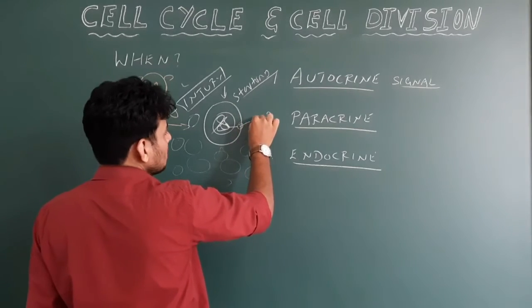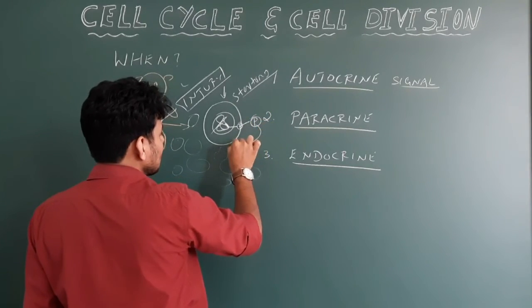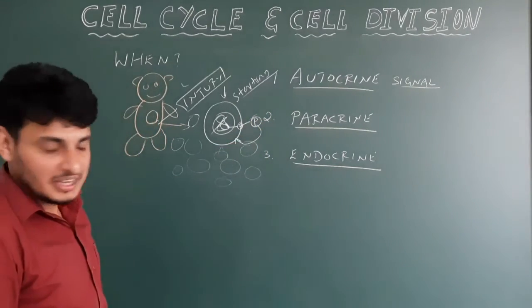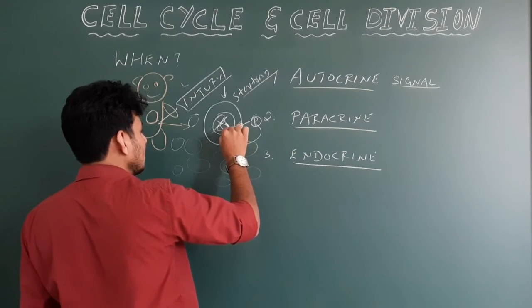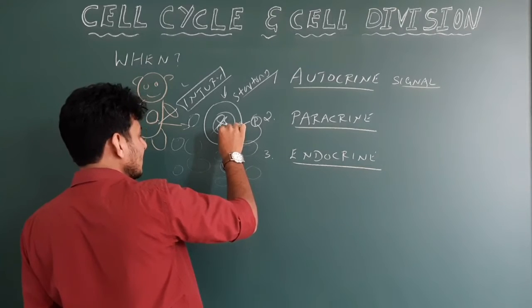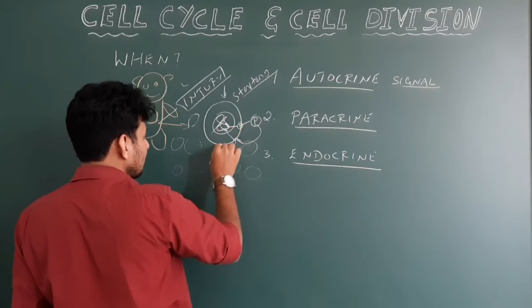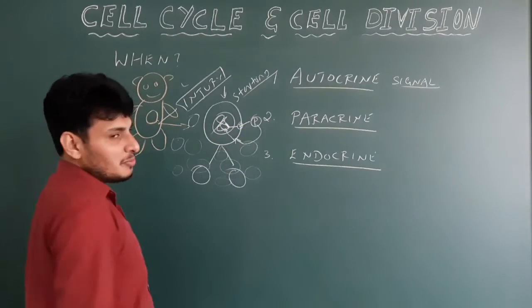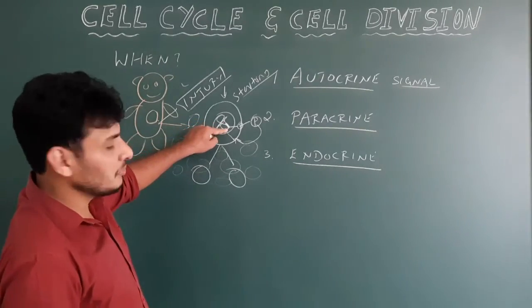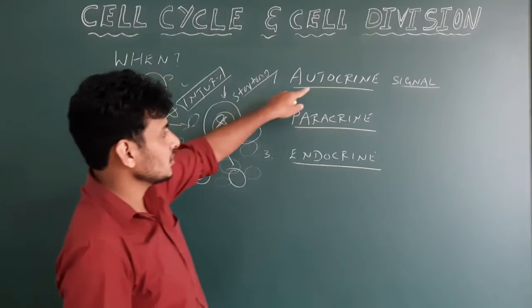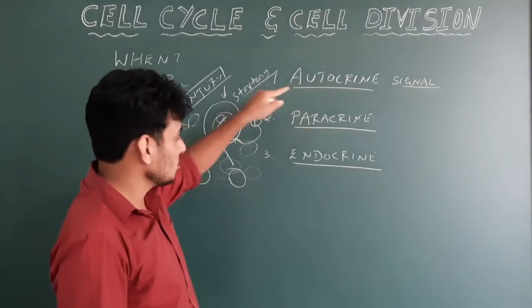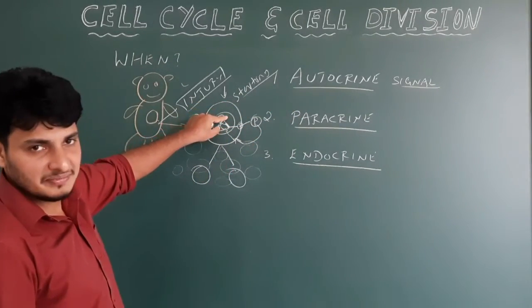Okay, this protein now comes out and again binds to the same cell. Okay, and this protein now somehow enters into the cell and again binds to the DNA. And this DNA now tells the cell to undergo cell division. That is mitosis. So this type of signaling pathway which helps this parental cell to undergo mitosis is called autocrine. Got it?